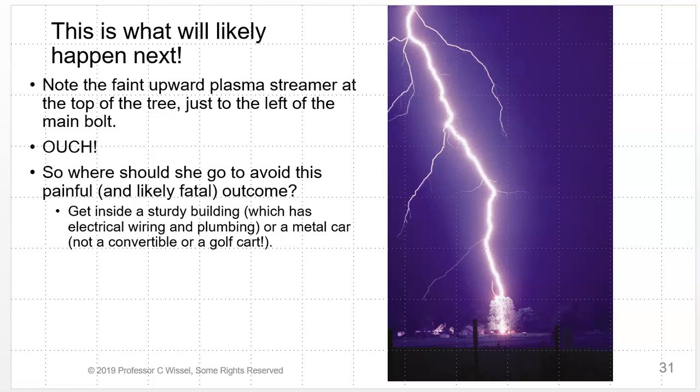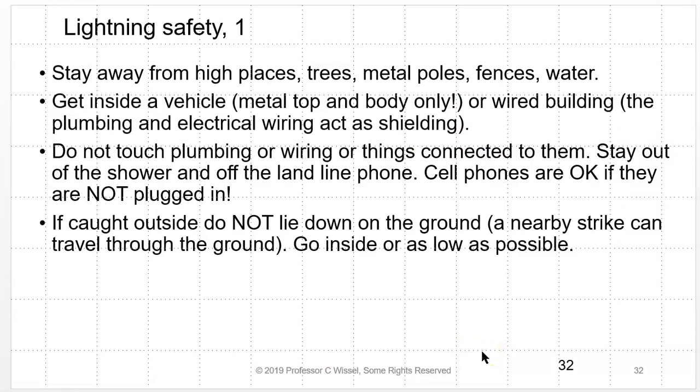You want something with a metal body, preferably not a convertible, and no golf cart. Additional lightning safety: stay away from high places, trees, metal poles, fences, and water. When thunder roars, get indoors. Get inside a vehicle, a metal top or body only.